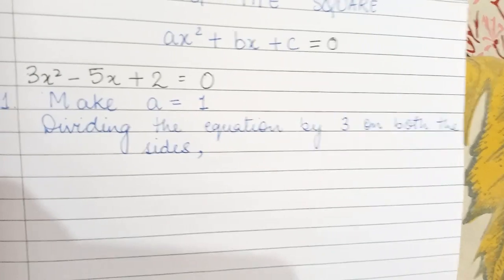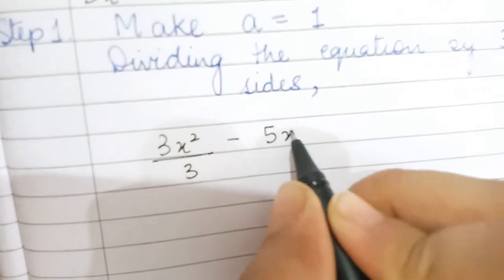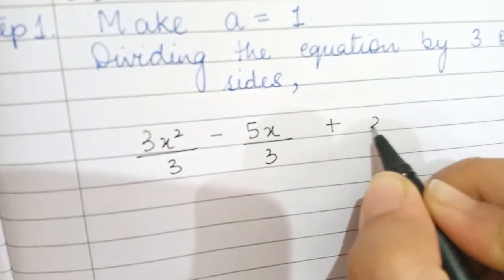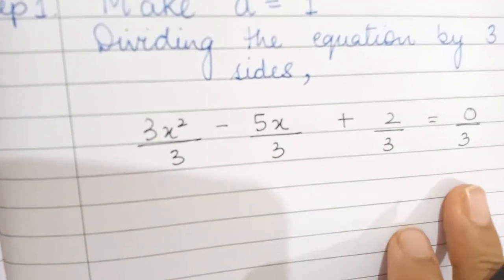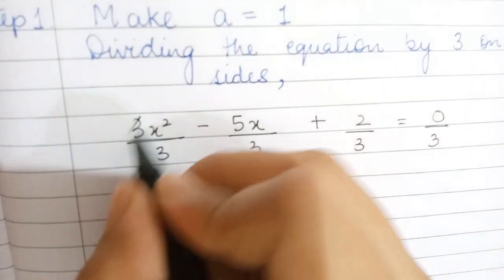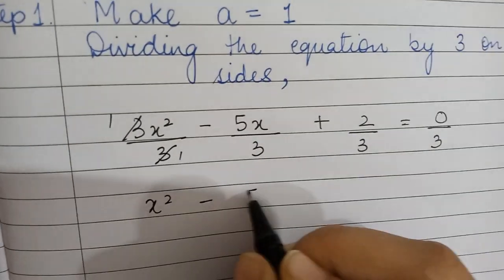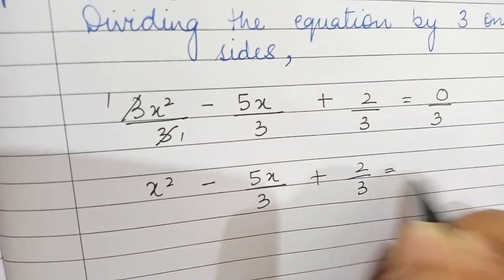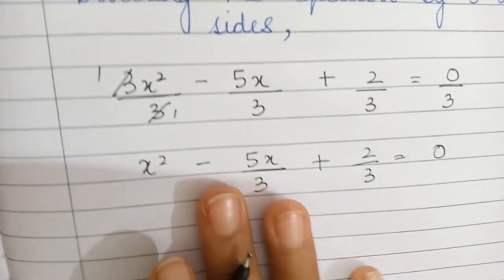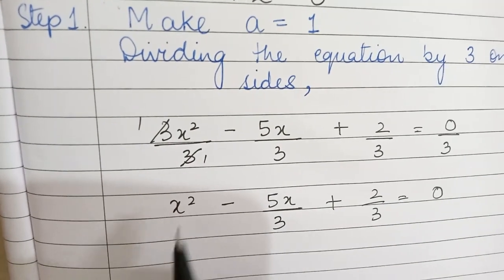We are going to take all the terms and divide them by 3. By doing this step, you will get the coefficient of x square as 1. So x square minus 5x upon 3 plus 2 upon 3 equals 0. This is your first step, a very important step, that you have to make the coefficient of x square 1.